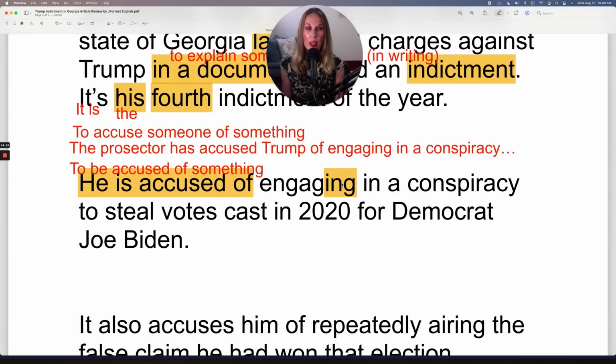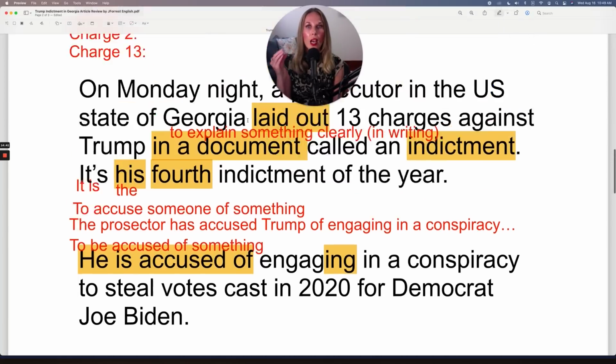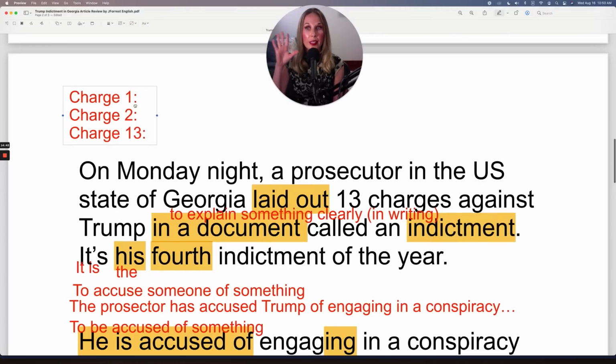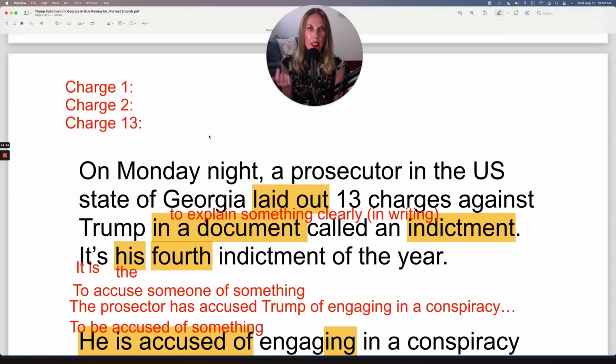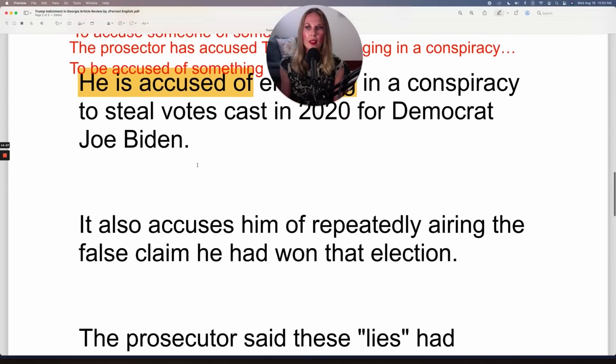He's accused of engaging in a conspiracy to steal votes cast in 2020 for Democrat Joe Biden. So the votes were for Joe Biden, but apparently, because this is just an accusation, apparently Trump stole those votes. That is one of the charges that was laid out in the indictment. Let's continue.